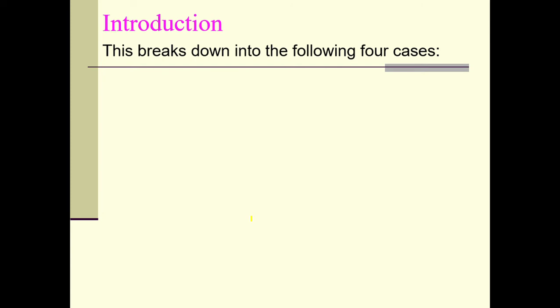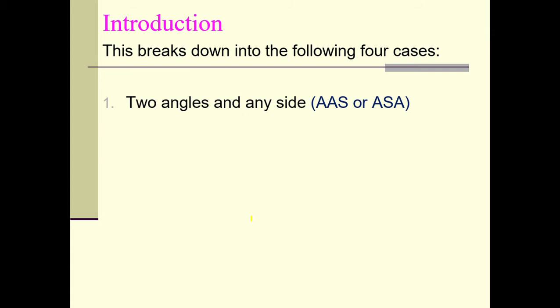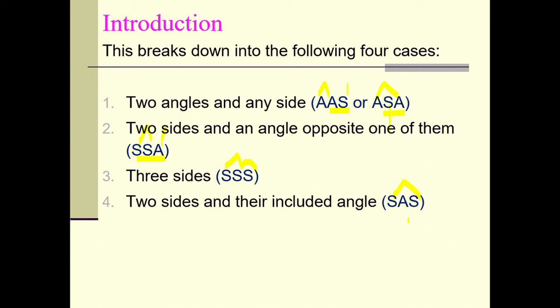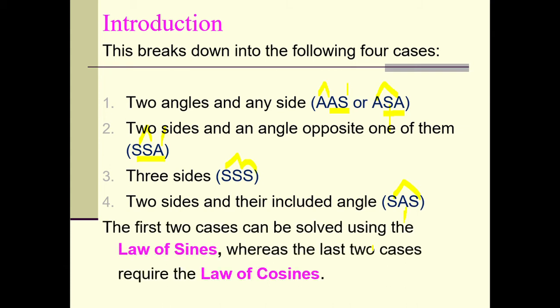So this breaks down into the following four cases. First, we have two angles and any side. Yun ibig sabihin niyan. Second, two sides and an angle opposite one of them. Kasi kung minsan two angles, one side, or two sides and one angle. Third, three sides. Or fourth, two sides and their included angle, na nasa gitna mismo, di ba? Okay, so the first two cases can be solved using the law of sines, whereas the last two cases require the law of cosines.